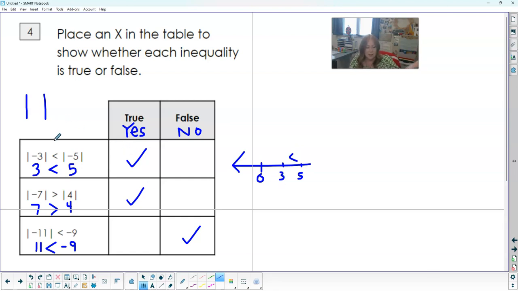So remember, absolute value is the distance from here to here. Draw your number lines out and do the work so that you can get these correct.